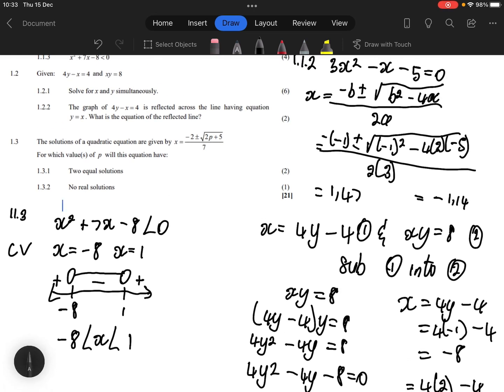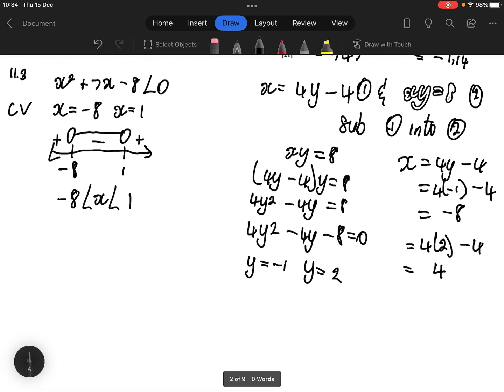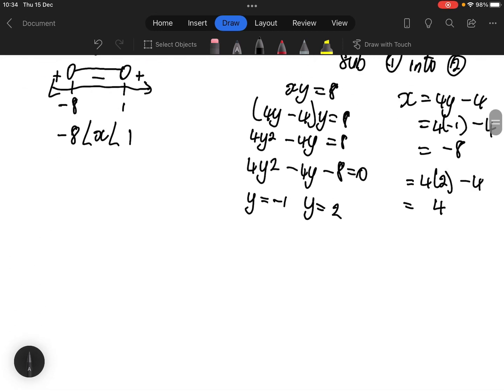Okay, the next question says the graph of 4y minus x is equal to 4 is reflected across the line having equation y is equal to x. What is the equation of the reflected line? Okay, so in this case, whenever they speak about a reflection about the line y is equal to x, they're basically saying you need to take whatever was on the x values and swap it with what was on the y values. Okay, so just a graphical representation.